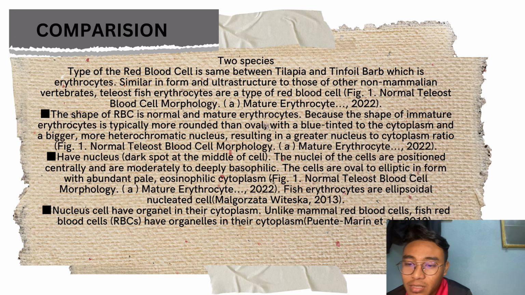Okay, for the net is nucleus cell have organelle in their cytoplasm, unlike mammal red blood cell. Fish red blood cell RBC have organelle in their cytoplasm.